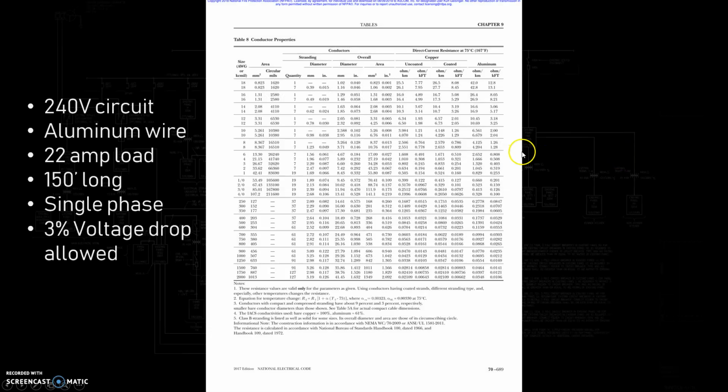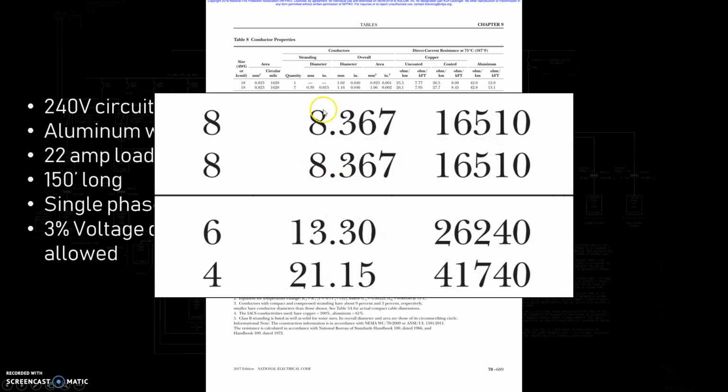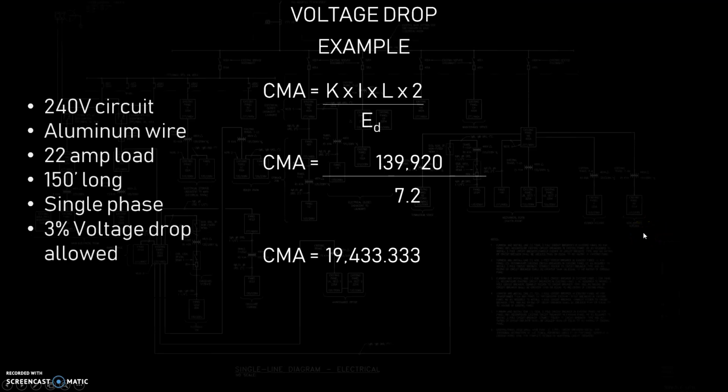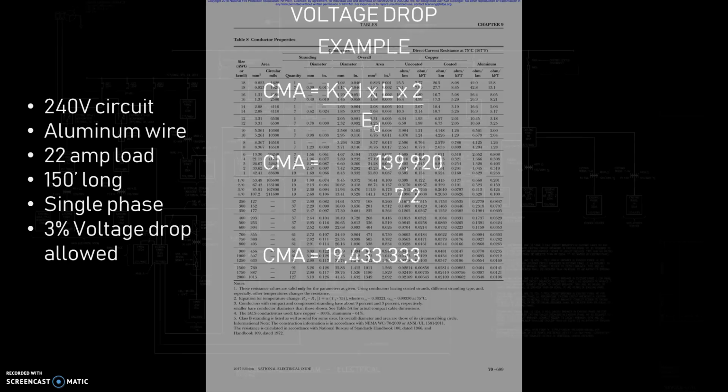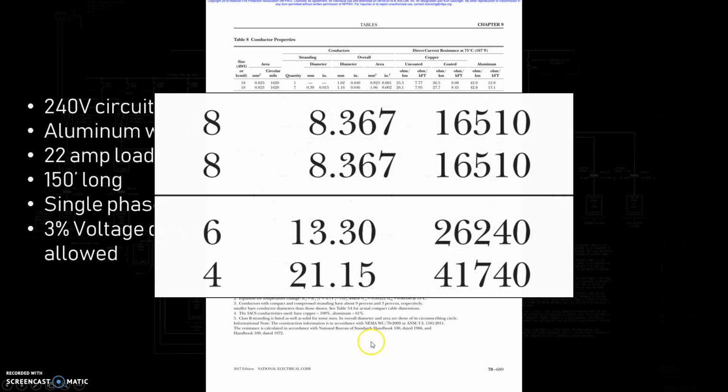Let's go back to Chapter 9, Table 8. We're going to find out here that our number 8 is actually not quite big enough. However, our number 6 is going to be big enough. We have 26,240 CMA, and we actually only needed 19,000. So once again, your number 6 is going to do the job for us in this case. So that tells us if we run a number 6, we will have less than 3% voltage drop.